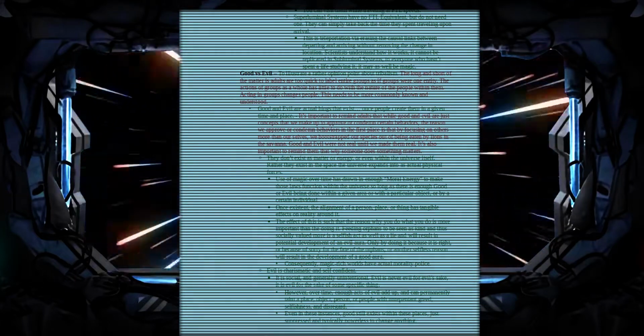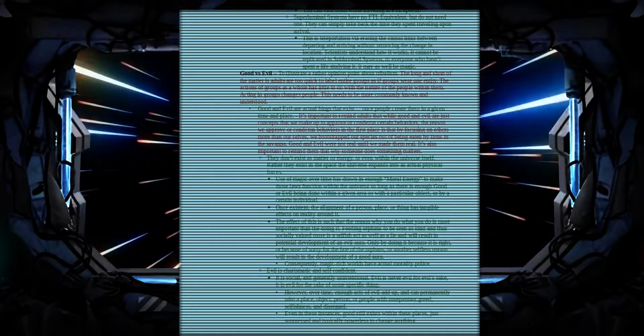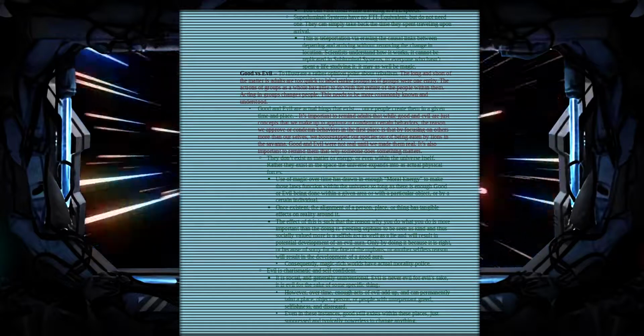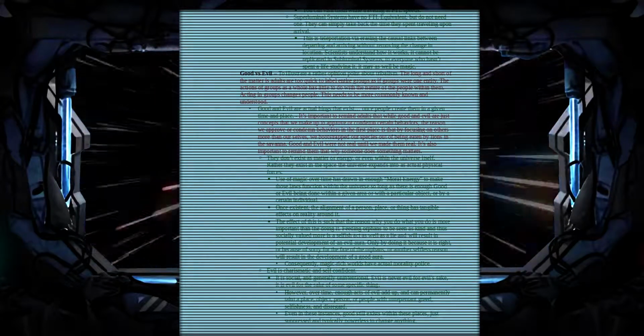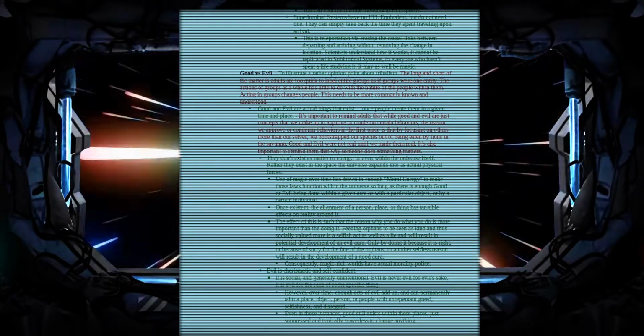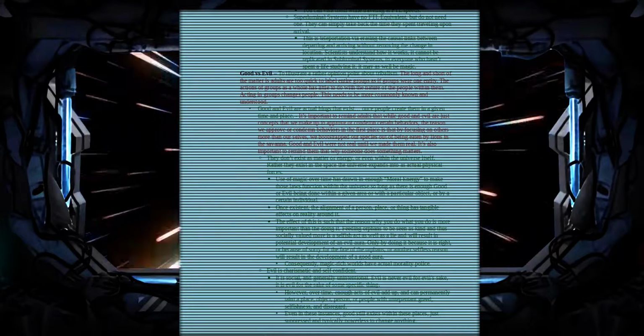Now we come to the theme of good versus evil. And I chose to do good versus evil to illustrate a rather poignant opinion on tribalism. The long and short of the matter is I believe adults are too quick to label entire groups as if the group is one entity. The actions of groups as a whole has very little to do with the nature of people within them. Acting in groups changes people, and this needs to be more commonly known and understood.